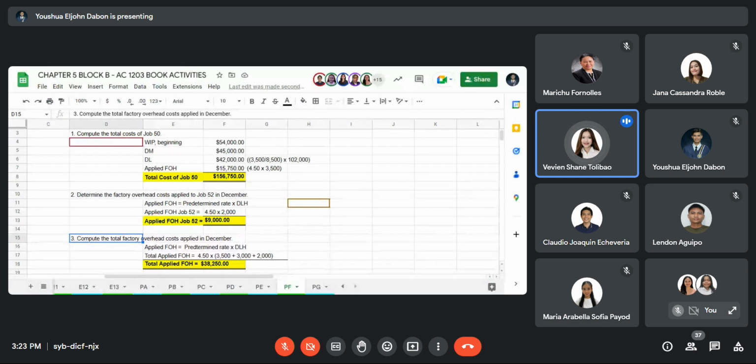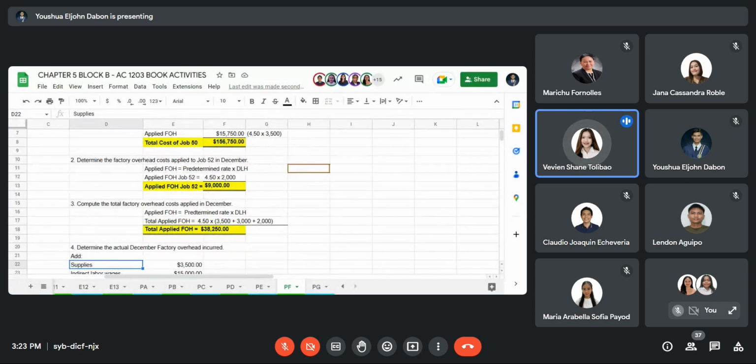And number three, compute the total factory overhead cost applied in December. So you get the total direct labor hours of the three jobs, which is 3,500 plus 3,000 plus 2,000. You will get 8,500, and then you multiply it by 4.50, which is the predetermined factory overhead rate. You'll get 38,250, which is the total applied factory overhead in December.